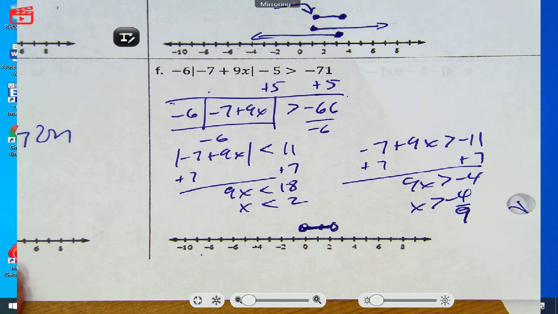Alright, now I'm giving you a chance to work on these independently. I'll come around and help you individually. Therein ends the lesson.